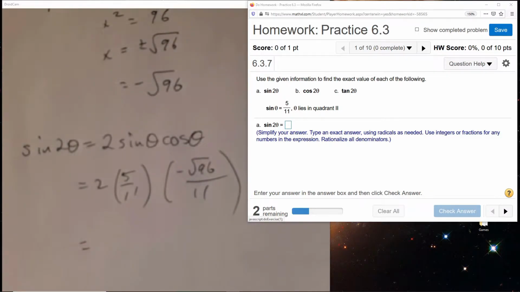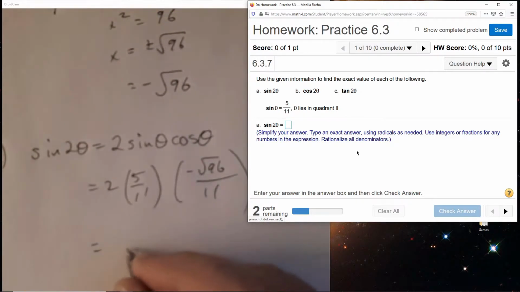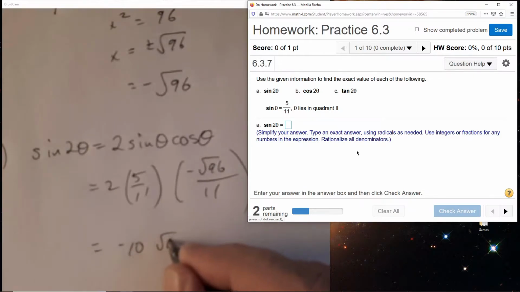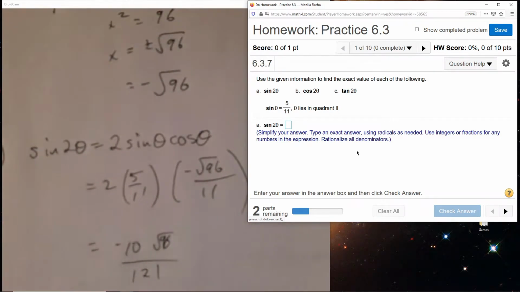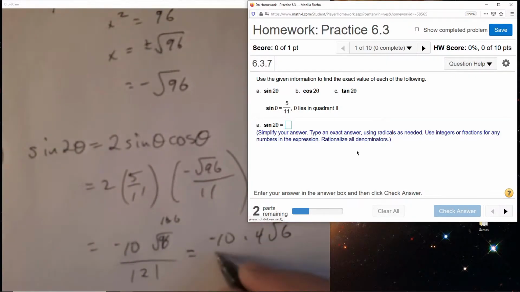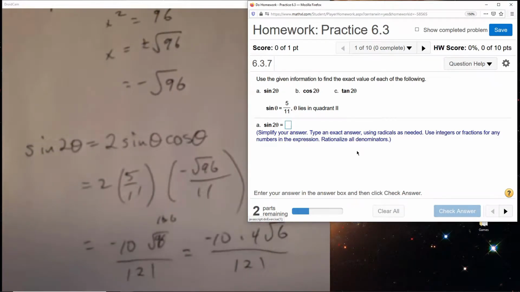And MyMathLab does say type an exact answer using radicals as needed, so not going to use a calculator here. So 2 times 5 gives us a 10. 11 times 11. And MyMathLab will probably want that 96 simplified. So 96 is 16 times 6. The square root of 16 is 4. So we get 4 square root of 6 over 121, to get then a minus 40 square root of 6.